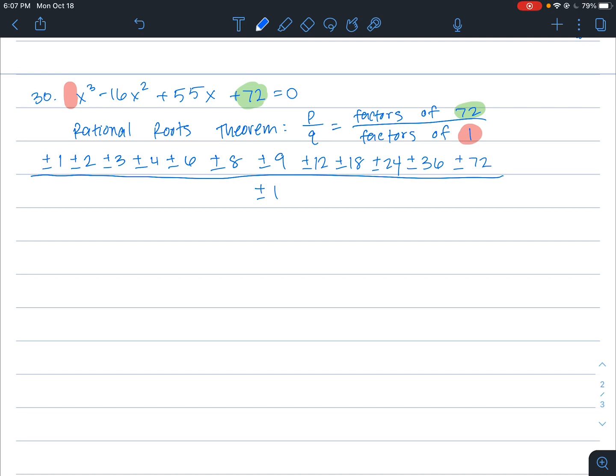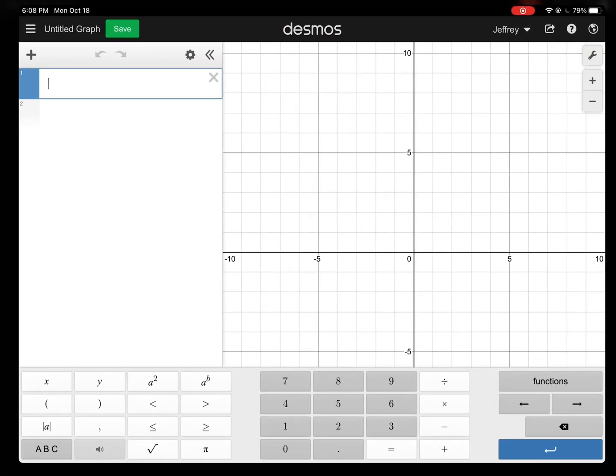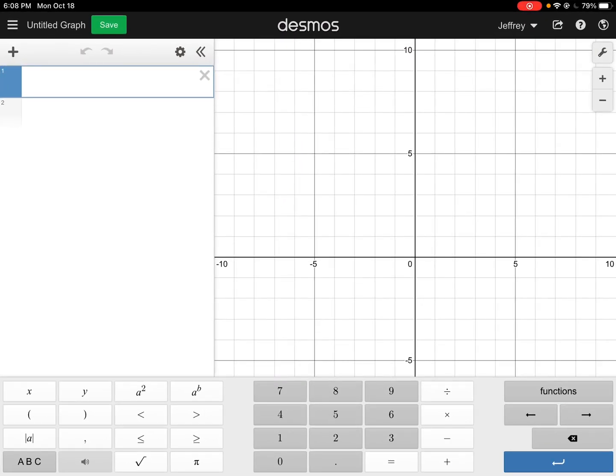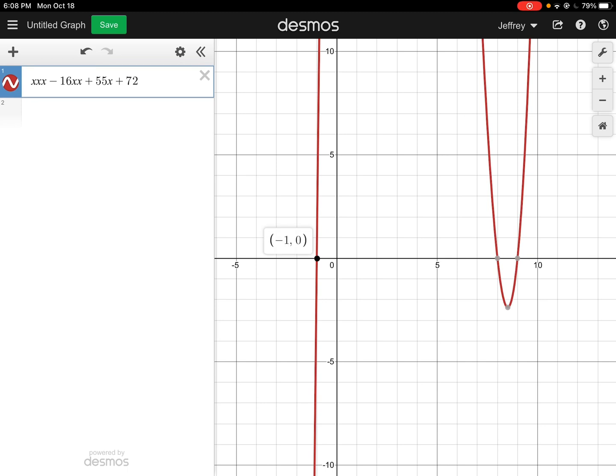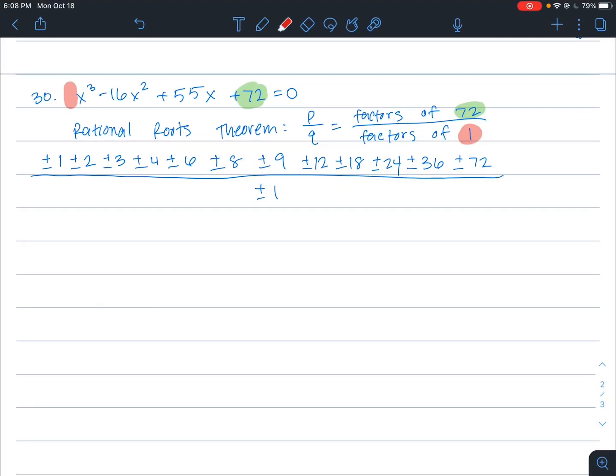So rather, what we could do is graph this polynomial in Desmos, and that pretty much just gives us a quicker route. So for 30, we said the equation is x cubed minus 16x squared plus 55x plus 72. Where it crosses the x-axis, these are the points I'm most interested in. So negative 1, 8, and 9. You can see here that negative 1, 8, and 9 are on our list of possible solutions.